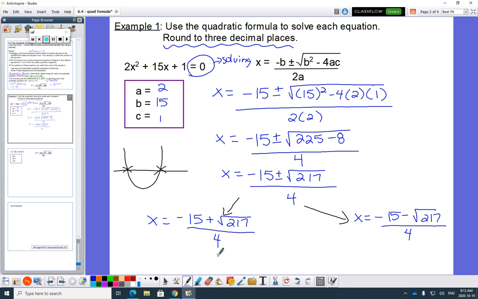Or you can also show all your work, which is what I'll do. So the square root of 217 is an irrational number. Because it says to do 3 decimal places, I'm going to keep 4 for now. So the square root of 217. Okay, so I'm going to keep 4 decimal places just for now. Then divide by 4.